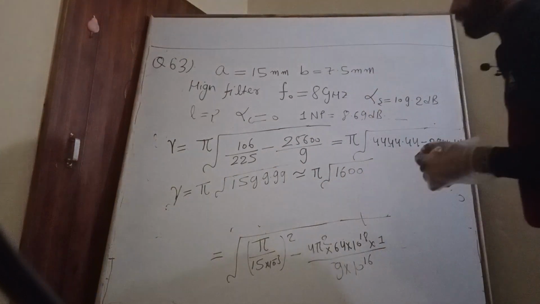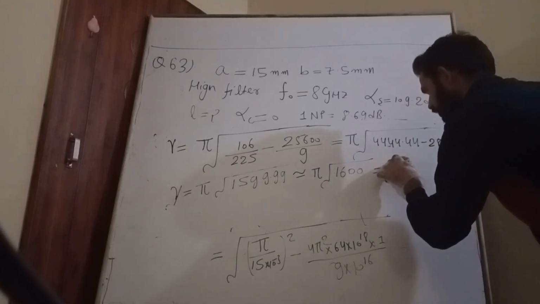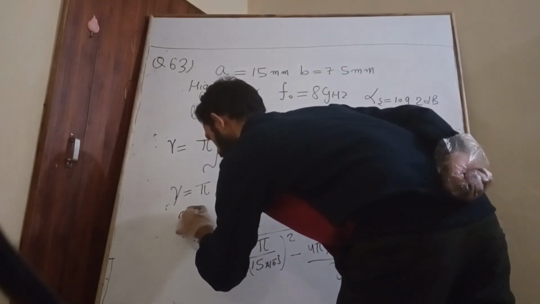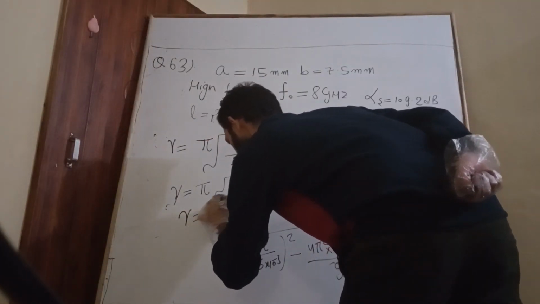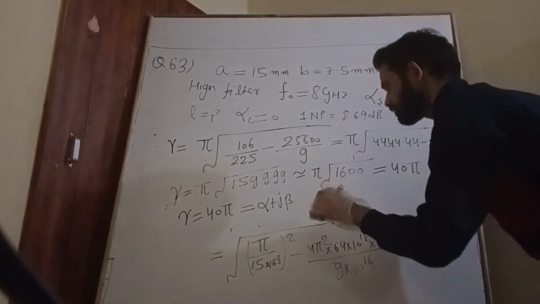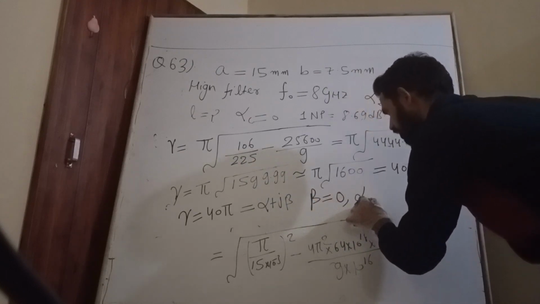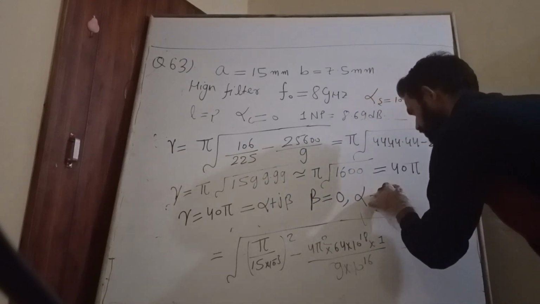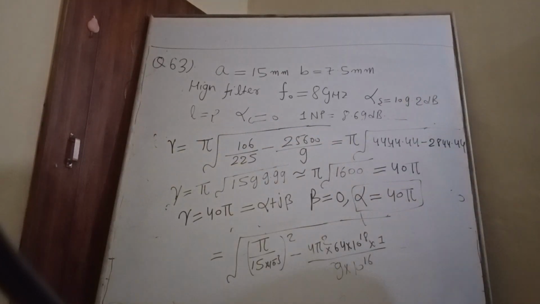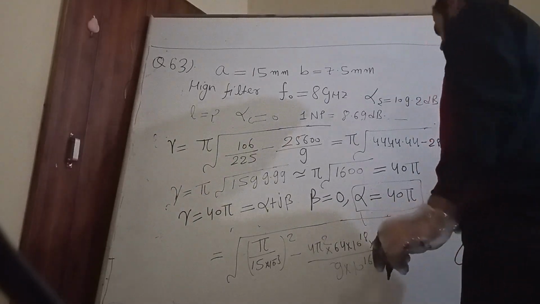So this is approximately pi into 1600, which is nothing but 40 pi. What is the value of gamma? Gamma is nothing but 40 pi. From here we can say that gamma is alpha plus j beta, where the beta phase constant is 0 and the alpha attenuation constant is 40 pi. Now we have reached this value: alpha is equal to 40 pi.